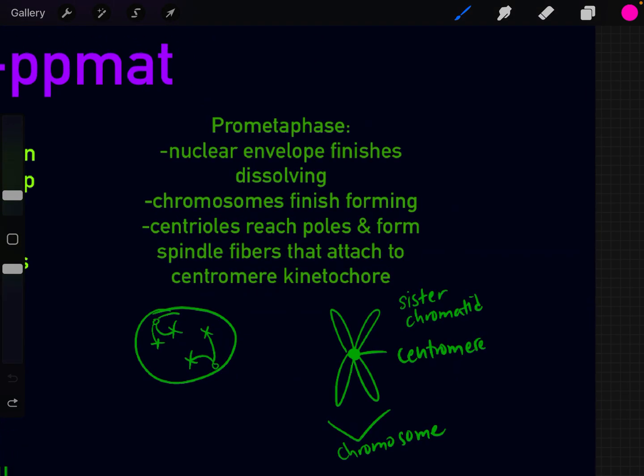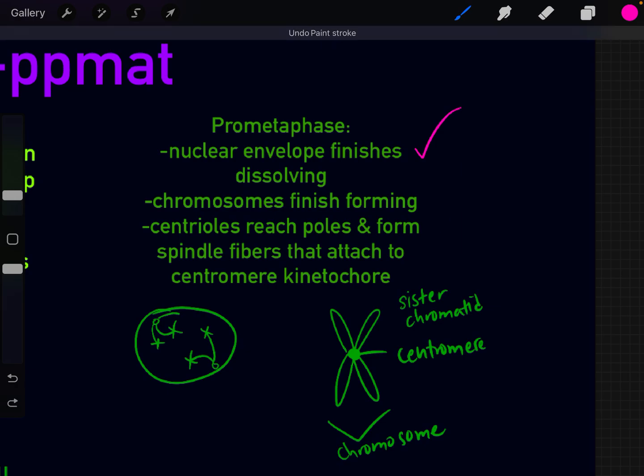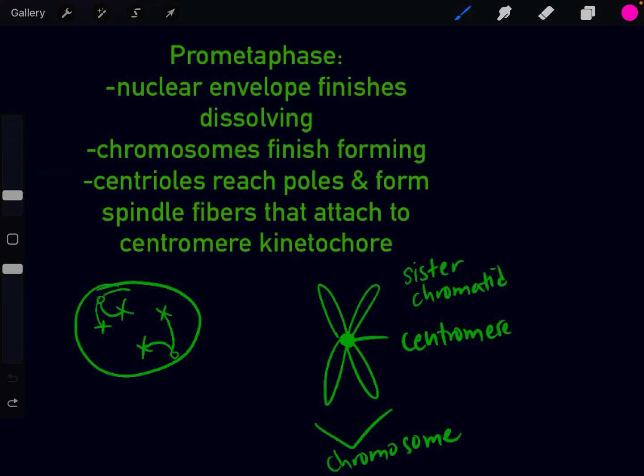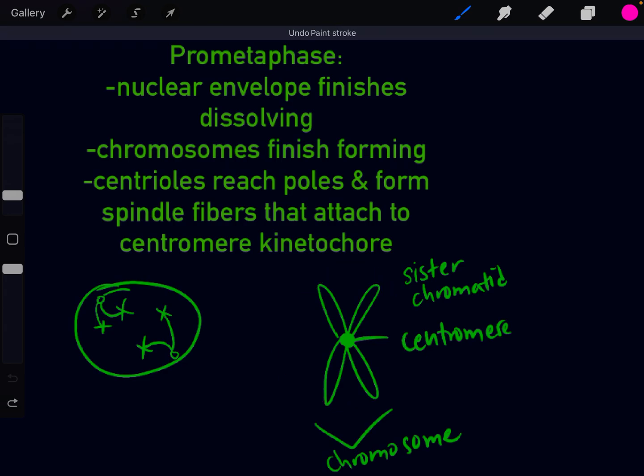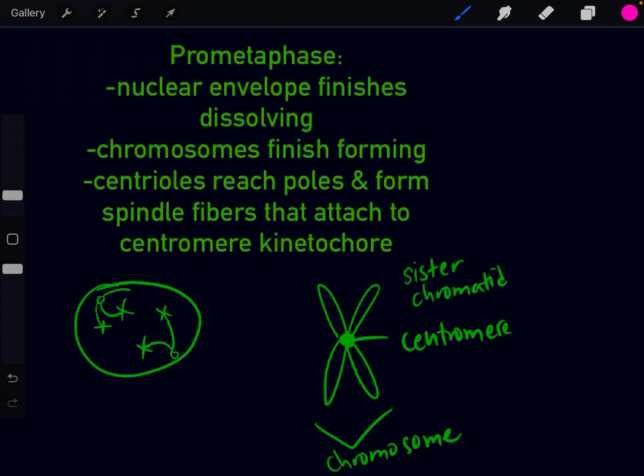And then after that, we have prometaphase. This is when the nuclear envelope finishes dissolving, chromosomes finish forming, centrioles reach the poles and form spindle fibers that attach to the centromere's kinetochore. So a centromere, okay, so basically this is a drawing of a typical chromosome after S phase because the DNA is replicated. And this whole thing is a chromosome. This center area right here is called the centromere. And in the centromere, there's a protein matrix called the kinetochore, which is where the spindle fibers attach to. And the spindle fibers are kind of these spider-shaped extensions right here.